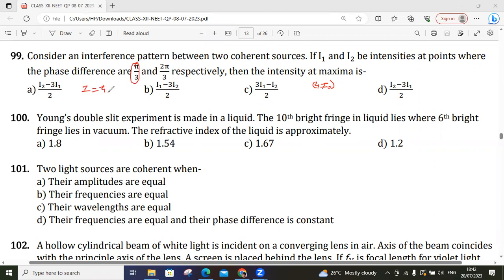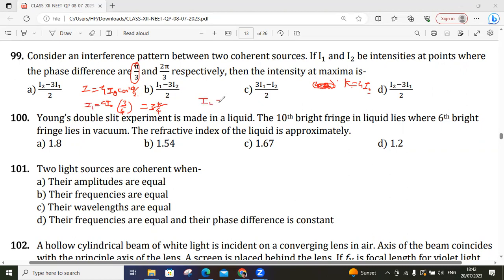So I is equal to, we know, 4 I naught cos square phi by 2 in interference. So phi they have given as pi by 3 phase difference. Pi by 3 by 2 is pi by 6. Pi by 6 is 30 degree. Cos 30 is root 3 by 2. Square is 3 by 4. So it is 3 by 4 of 4 I naught. Correct? You take 4 I naught as some k. Then you will get here 3k by 4. And this will be your I1.